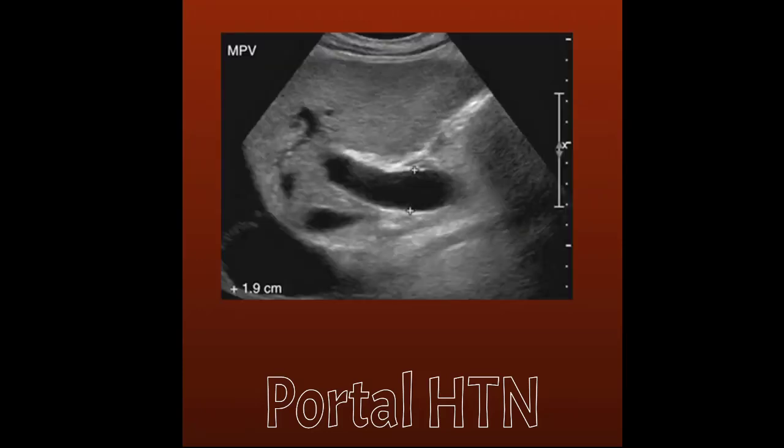I also mentioned that the portal vein itself typically becomes enlarged. So we like to take a measurement of the portal vein kind of at the main portal vein area, right at the porta hepatis. If the patient is just breathing normally, laying on their back, we expect this to be under 13 millimeters or 1.3 centimeters. So we can see in this picture here, it is measuring 1.9 centimeters or 19 millimeters, which would be considered enlarged.